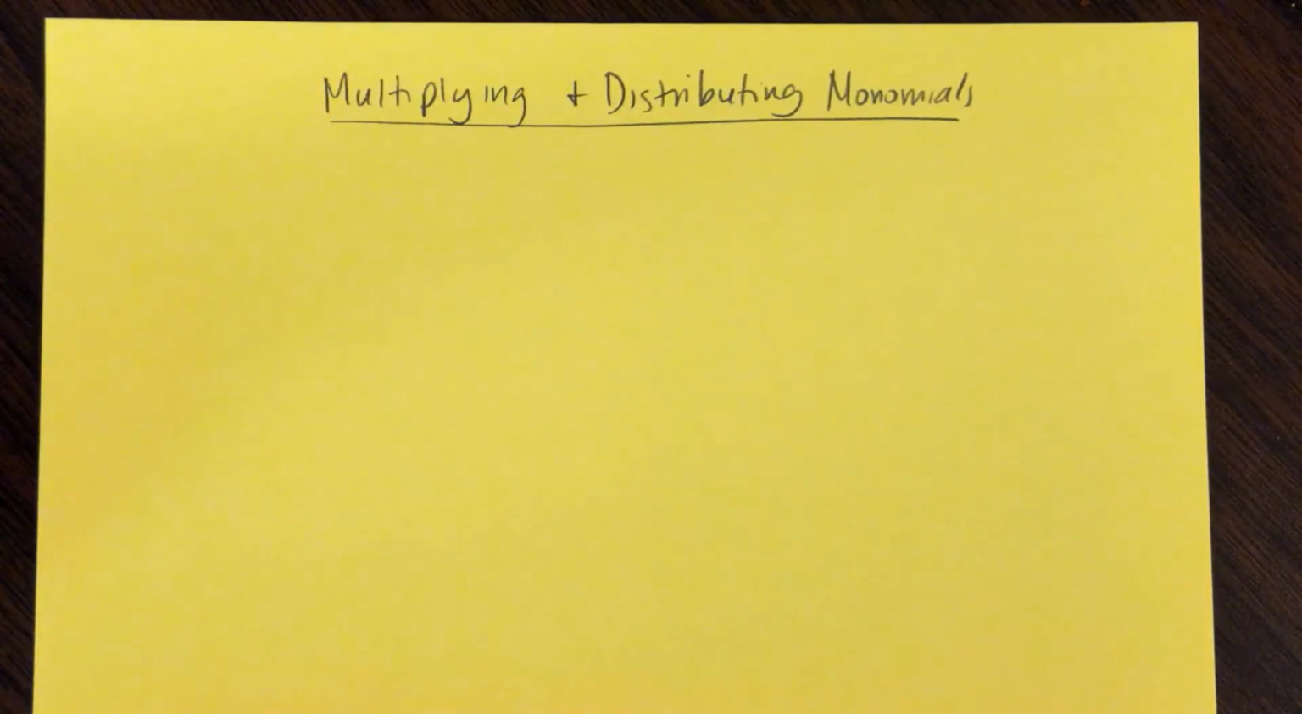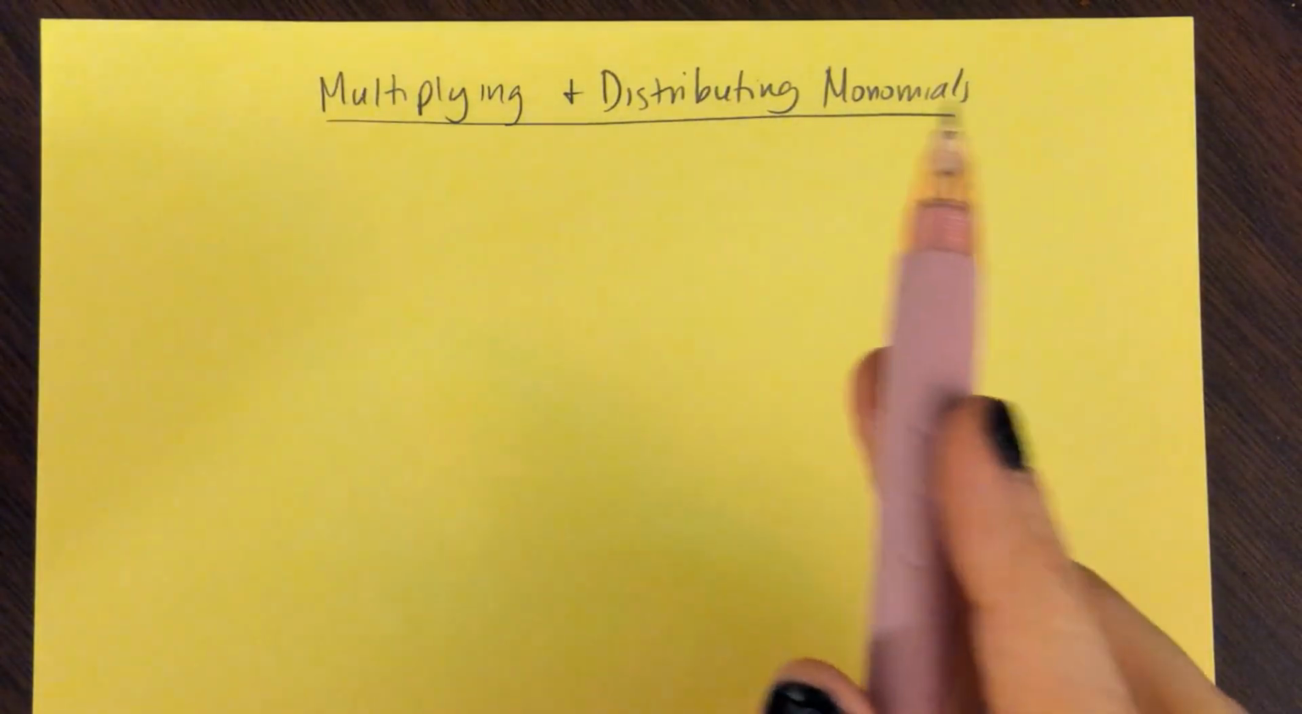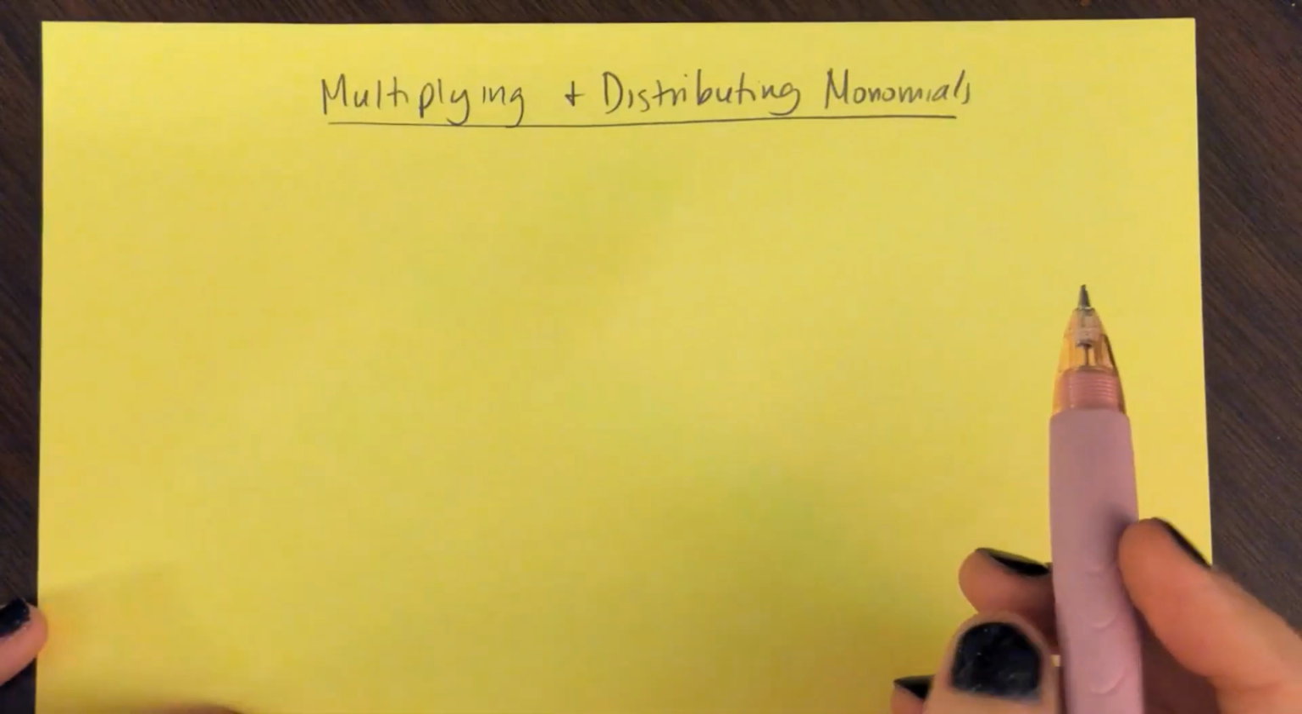Okay, so yesterday we talked about the different types of terms. So today we're going to talk about multiplying monomials and distributing a monomial to a binomial. Okay, well, I just said a whole lot. So let's talk about that.